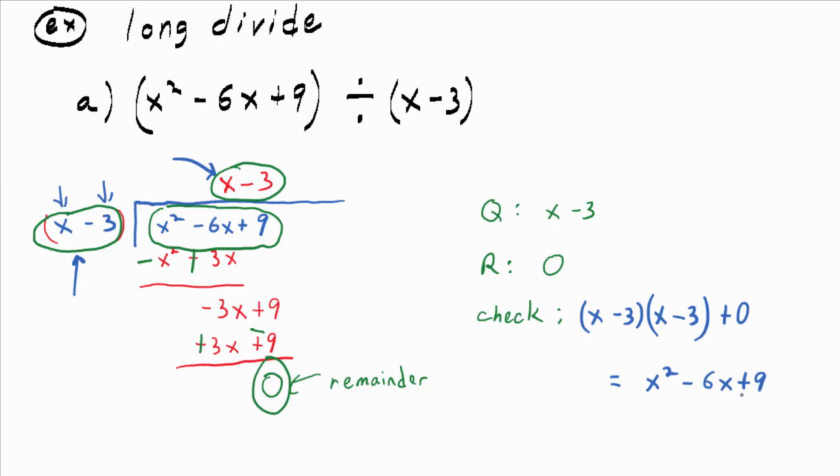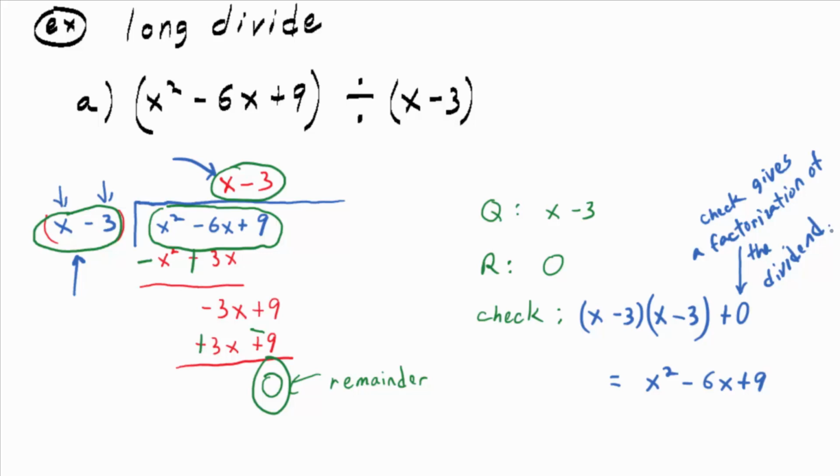That's the same thing as saying x minus 3 times itself equals x squared minus 6x plus 9. It works. So when the remainder is 0, it gives you an additional way to factor a polynomial, which is going to be really important if you take college algebra. So when the remainder is 0, you get a factorization. The check gives you a factorization of the dividend. Again, that's going to be really important later on.